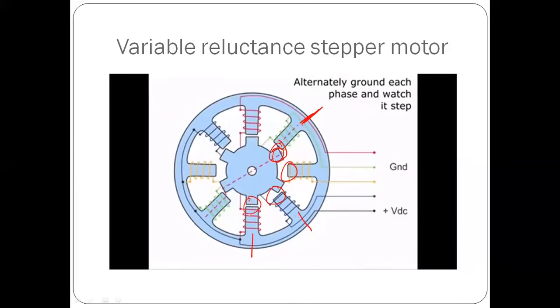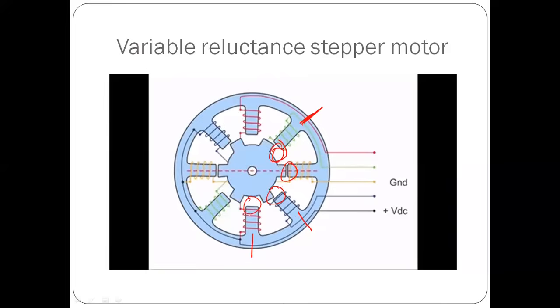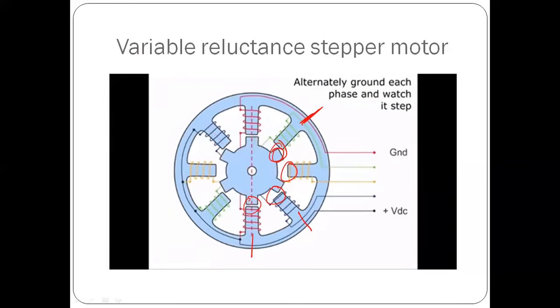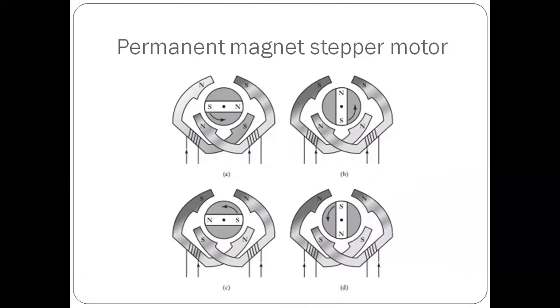In this position the teeth are aligned with the stator poles, and that is usually called the position of minimum reluctance. This type of stepper motor generally has a step angle of 7.5 degrees or 15 degrees. Next is the permanent magnet stepper motor.